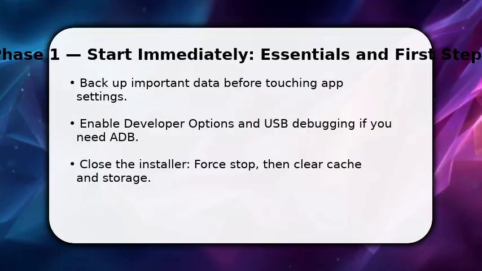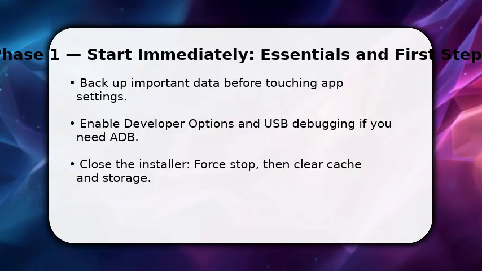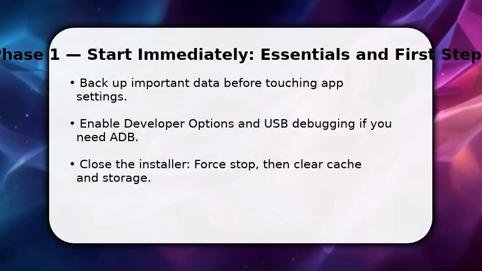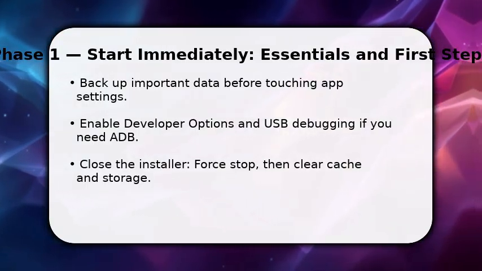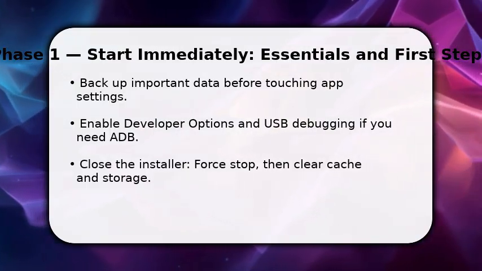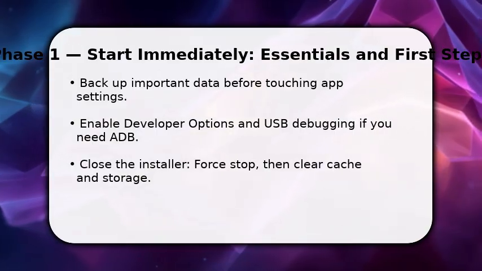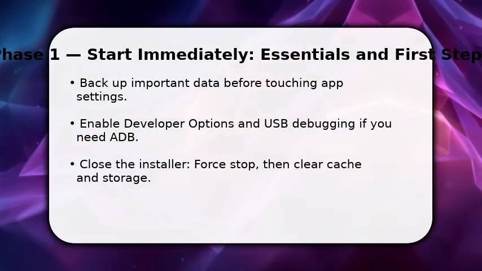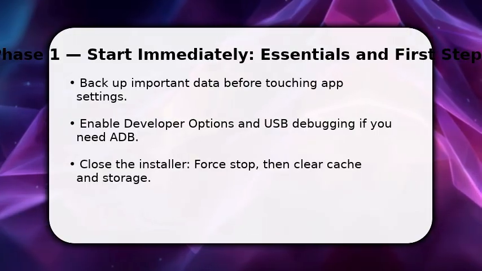You start by preparing. Back up important files and make sure you can reconnect the device. Once done, go to Settings, then Apps, then Package Installer, then tap Force Stop. This halts the process immediately. Next, clear cache and clear storage to remove temp state that causes loops.